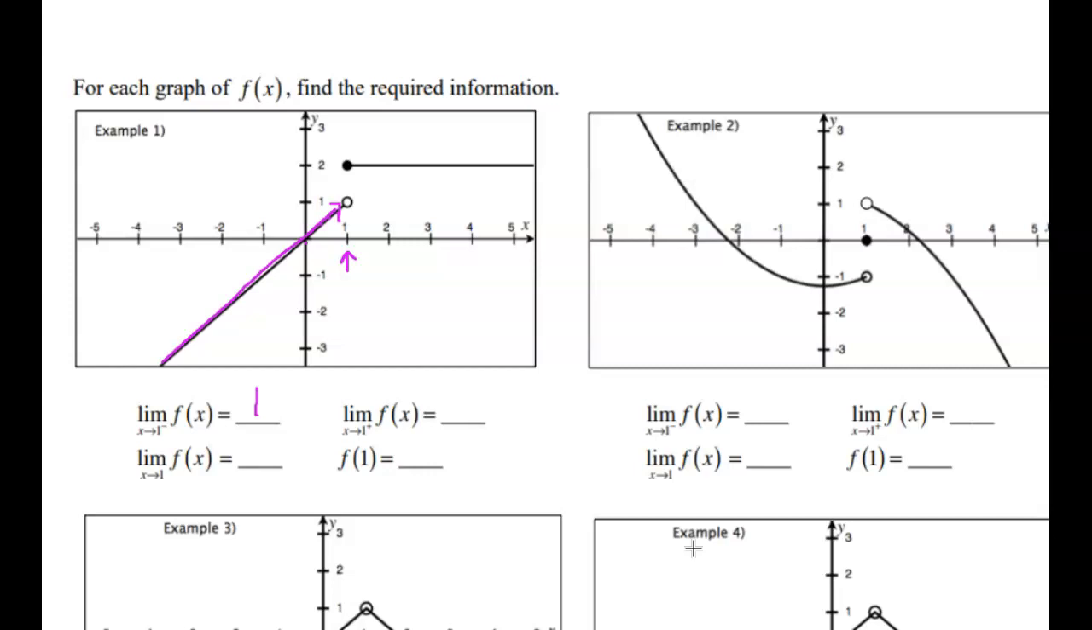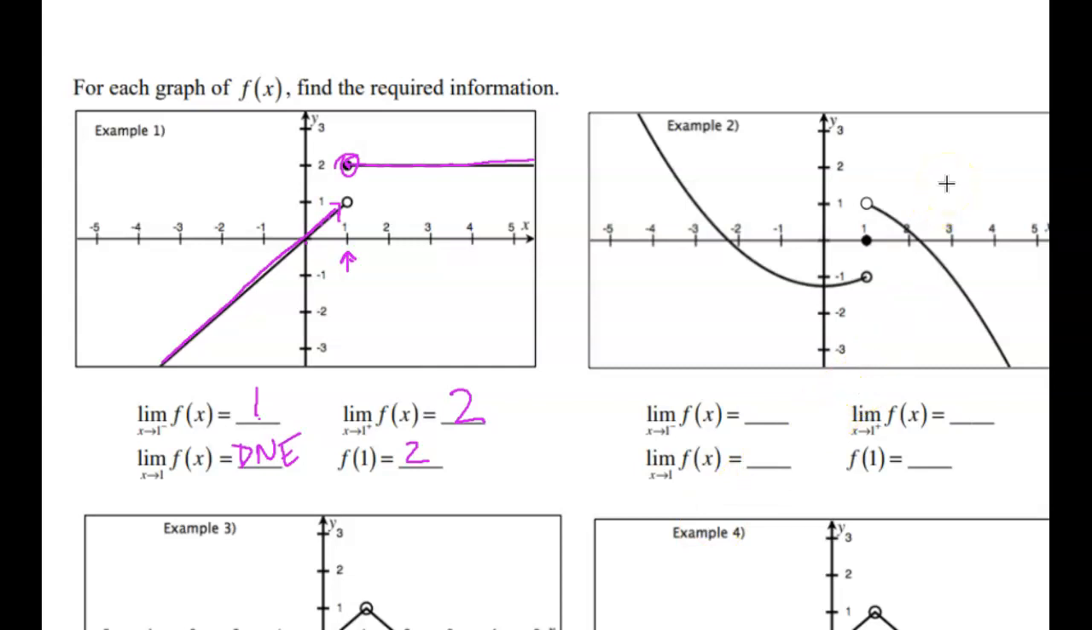And then let's go down here. The limit as x approaches 1 from above. So 1 is still our target, and we want to approach it from bigger values. Here's 2, 1.5, 1.1, and those y values are all approaching 2. So the limit as x approaches 1: since my left and my right don't agree, you say DNE, does not exist. My function value at 1, we just go to the graph and ask what the y value is. The y value is right there, so that's 2. So just notice the difference between all the notation and what you're looking for on the graph.